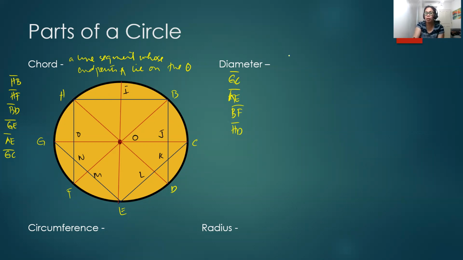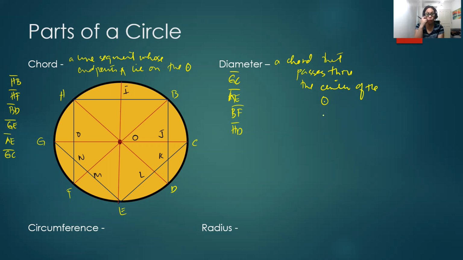So we define diameter as a chord that passes through the center of the circle. Okay.